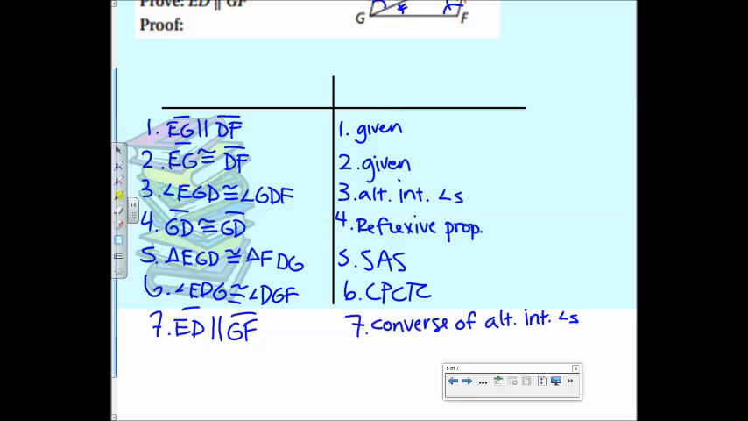All right. I do love two-column proofs. I do. All right.